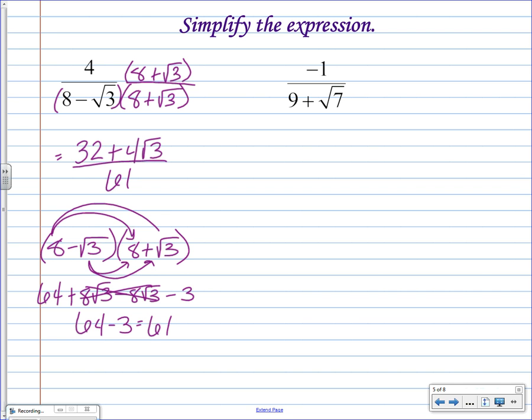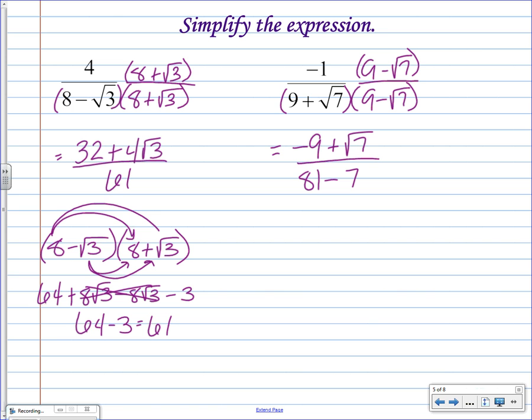So this is 9 plus the square root of 7. So I'm going to multiply by 9 minus the square root of 7 over 9 minus the square root of 7. So distribute on the top, and I get 9 minus the square root of 7 all over, remember, when we distribute, I get the first term squared minus the last term squared. So my first term squared is 81, minus my last term squared, the square root of 7 squared, which is 7. So I get 9 minus the square root of 7 over 81 minus 7 is 74. Done.